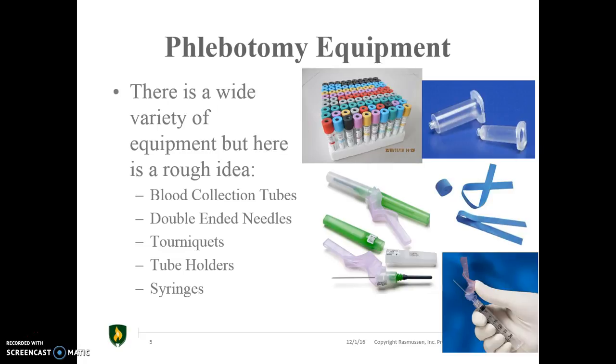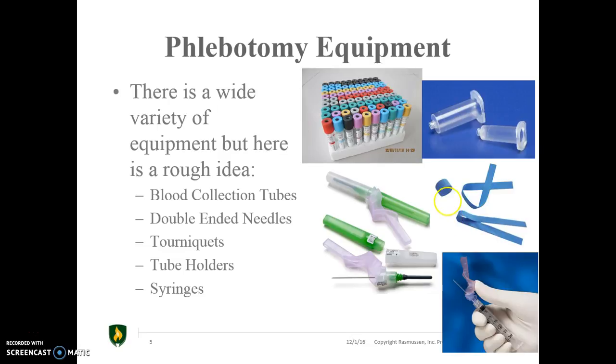You're going to have double-ended needles, which is what you see in this picture here. These are double-ended needles. That means that there's a needle on each end, one that will actually puncture the patient, which is this side, and one that will puncture a tube, which is this side. Typically, most of your needles that you're going to be using for phlebotomy are going to be a 20 to 21 gauge needle.